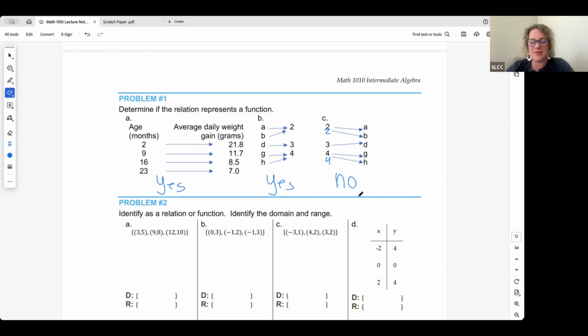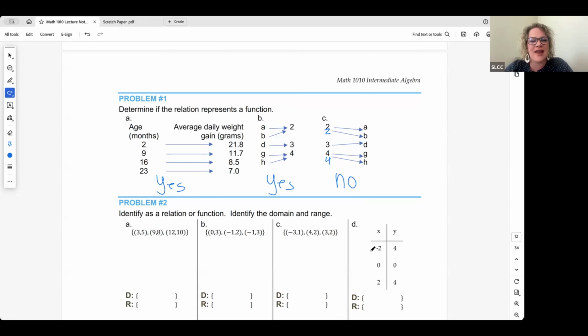Let's take a look at problem number 2. Identify as a relation or a function. Anytime you have ordered pairs with an input and an output, that's a relation. All of these are relations. Which one would be a specific kind of relation called a function?